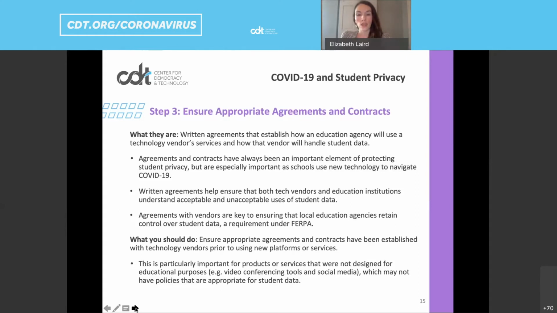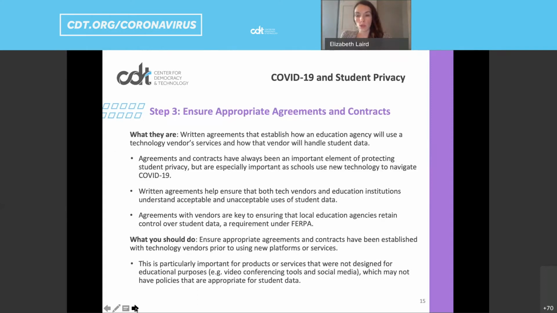And again, it just helps clarify for vendors and education institutions how data can and can't be used, which is really important. And then, as I mentioned before, in terms of FERPA, and if you are using that school official exception, an agreement can be a really helpful way to maintain direct control of that data, because you have documented your expectations and how that vendor can or can't use that data.